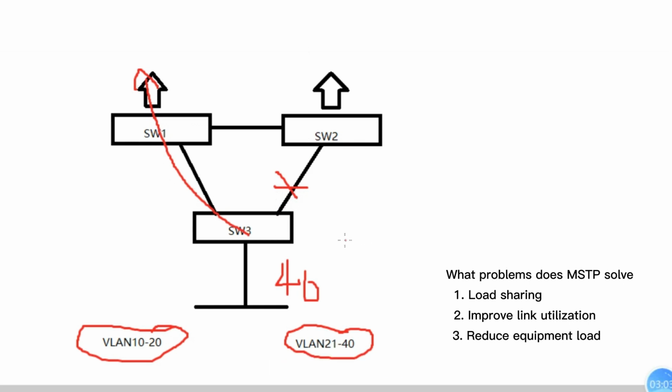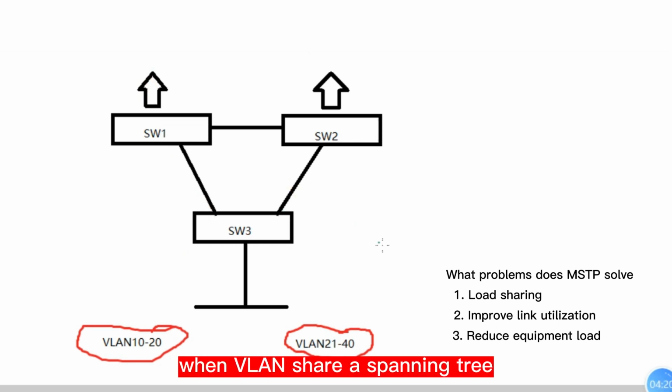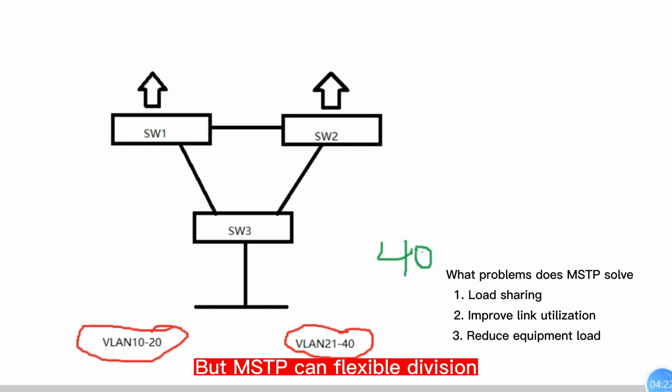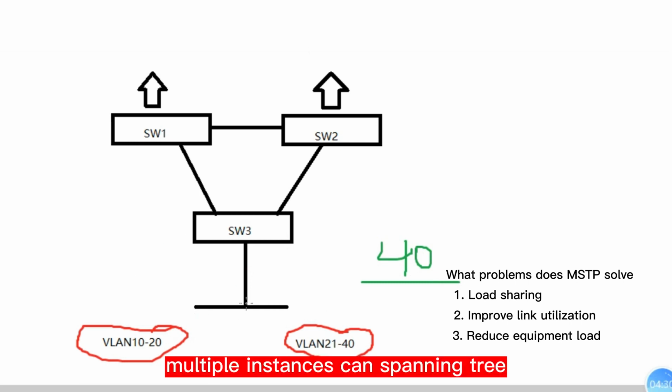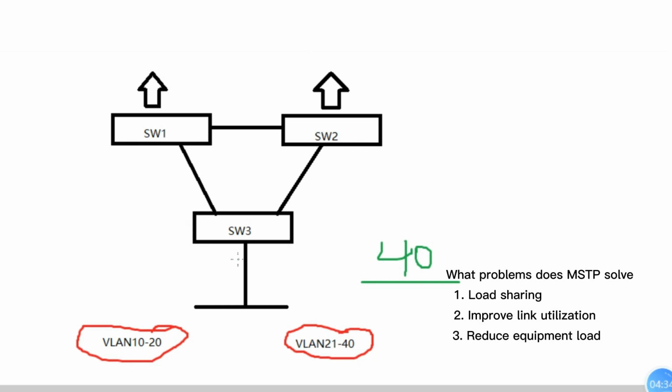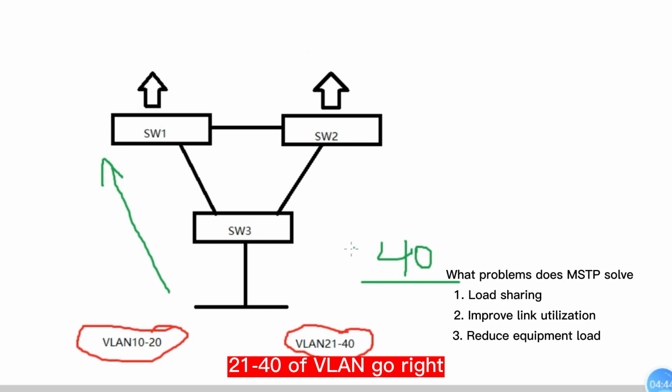Then we mentioned VLANs. There are a total of 40 VLANs. With a single instance, all VLANs share one spanning tree. But MSTP can divide them flexibly. So how does it work? Let's simply analyze. Multiple instances let the spanning tree create multiple topologies. So how should they be created? For example, I want VLANs 10 to 20 to go left and VLANs 21 to 40 to go right.